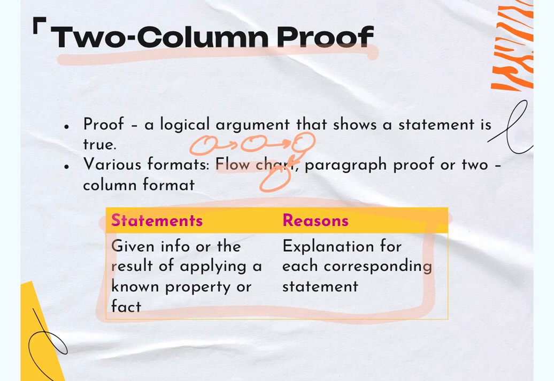There are two columns, so there's a line here. The first column is your statements. The second column is your reasons. Under your statements, you're going to write either the given information or the result of applying a known property or fact. And on the right, you're going to put the reasoning for each one, kind of like we just did in that last example from 2-4.